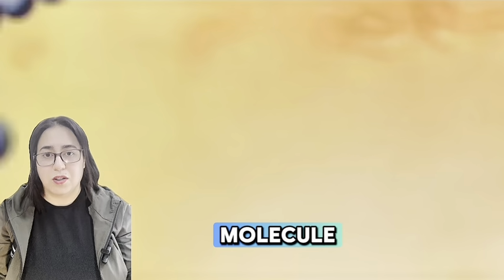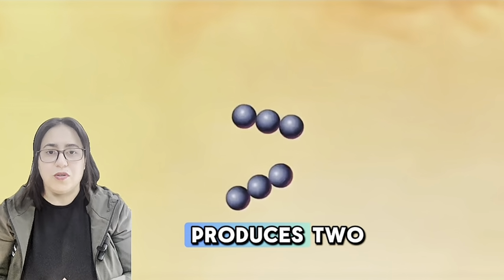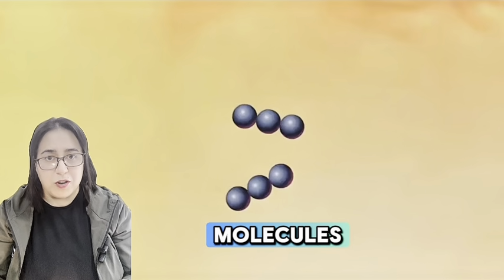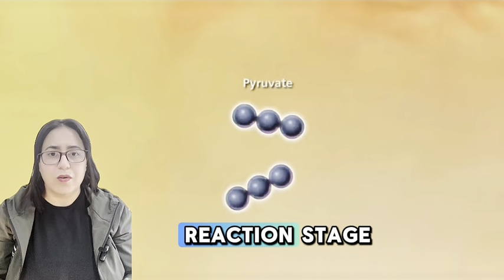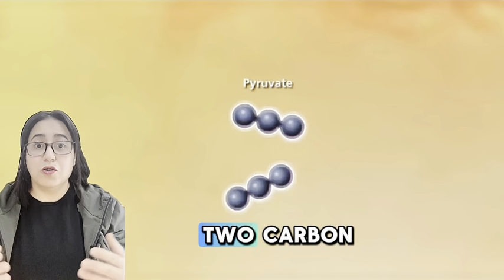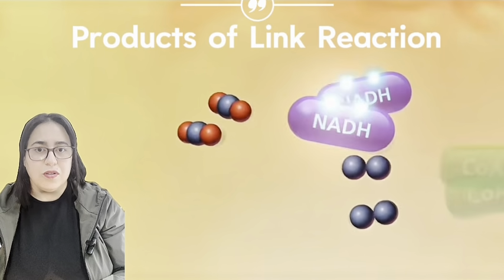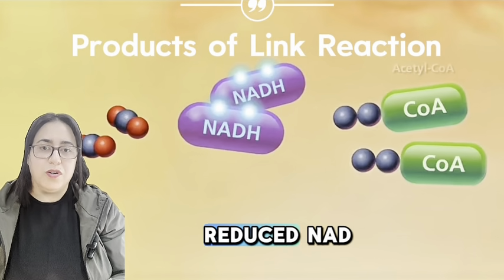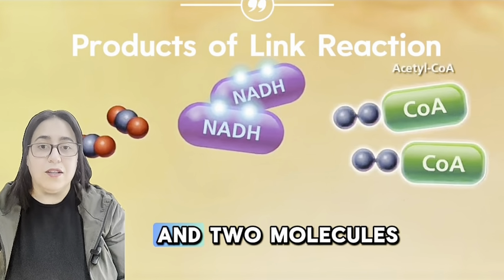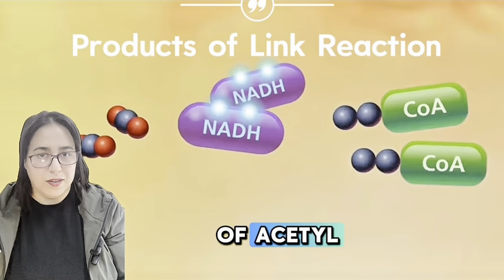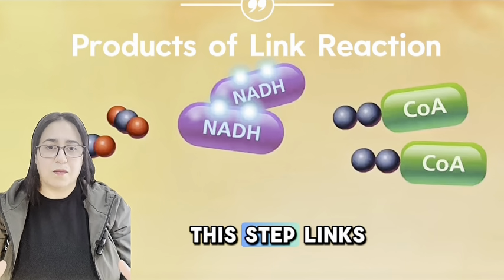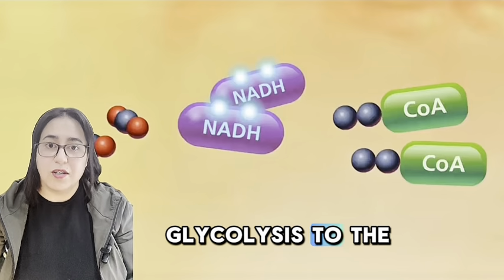Since one glucose molecule during glycolysis produces 2 pyruvate molecules, the link reaction stage produces 2 carbon dioxide molecules, 2 molecules of reduced NAD, and 2 molecules of acetyl coenzyme A. This step links glycolysis to the Krebs cycle.